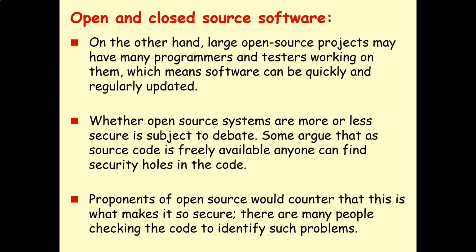The question as to whether open source software systems are more or less secure than closed source software is subject to a lot of debate. Some argue that as the source code is freely available with open source software, anybody could find security holes in the code and exploit them. However, the proponents of open source would counter that this is what makes open source software so secure. There are so many people checking and verifying the code that such security holes can be found and corrected exceptionally quickly.